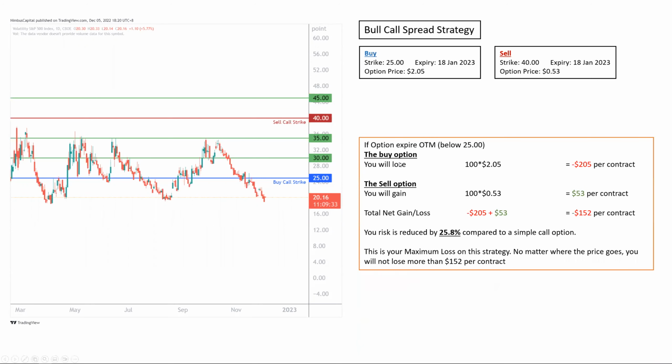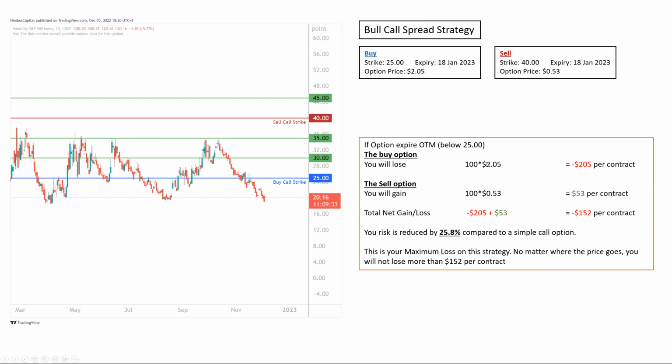So now let's calculate the first scenario. The first scenario is that your VIX remains below $25. Your VIX didn't even go beyond 25. It just remained below 25 until your expiry. So what you will get is, for the first portion, it is the same thing. You are going to lose $205 per contract on your buy call option.